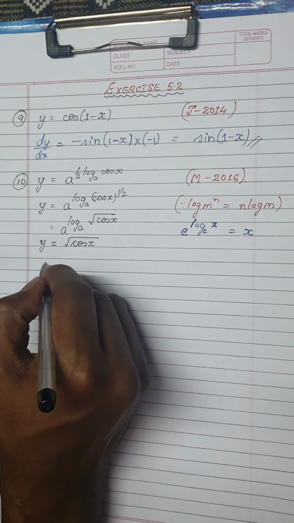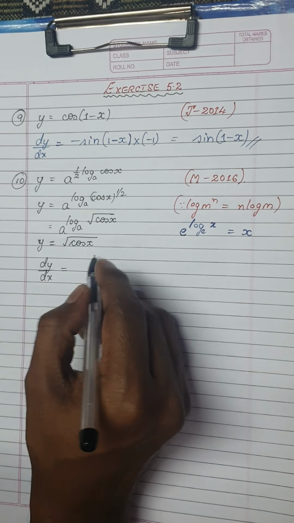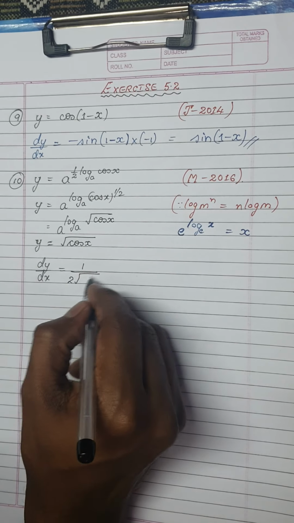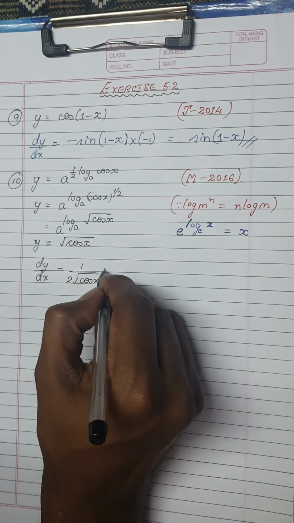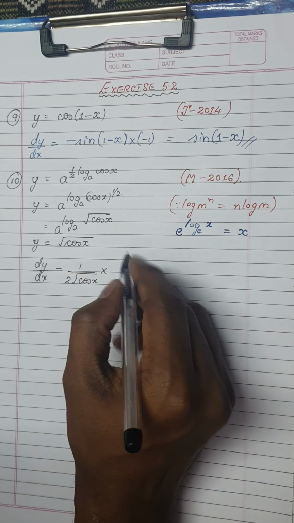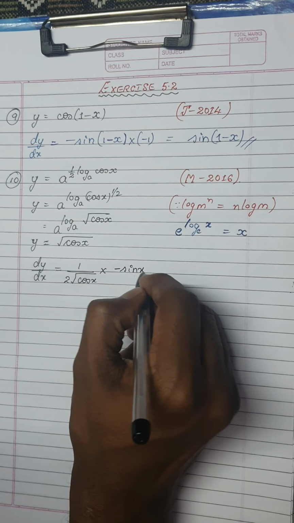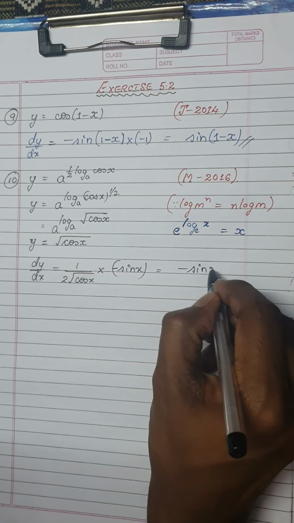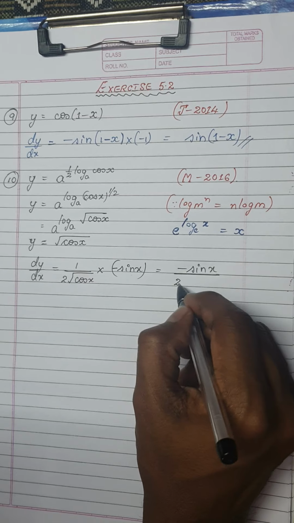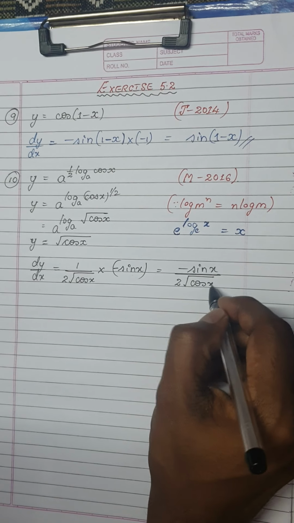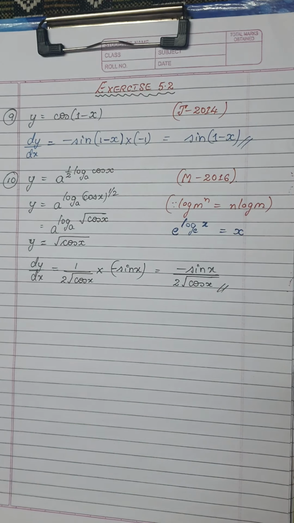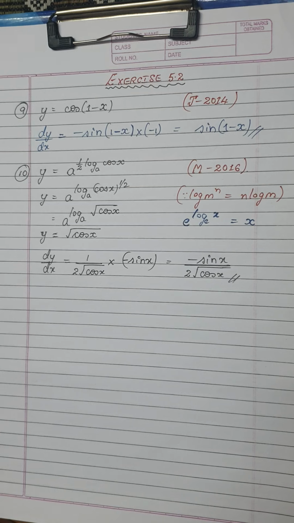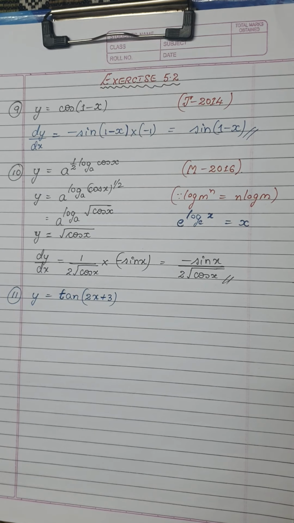Now finally dy by dx is nothing but, the derivative of root is 1 by 2 root f of x, into the derivative of f of x. The derivative of cos is minus sin, isn't it? So the final answer will be minus sin x divided by 2 into root of cos x. You can just keep it here because the question is find dy by dx. Is it clear? Okay. Moving on to the next question.